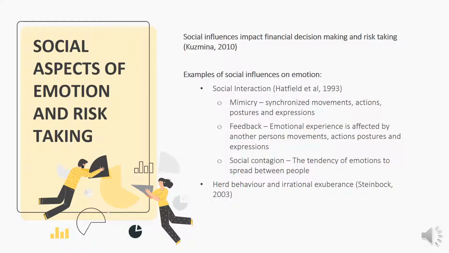Markets, at their core, are interactions between people in societies. As we are social animals, interpersonal emotional dynamics influence our behaviour and choices. Examples of such interactions include phenomena such as mimicry, feedback, and social contagion, with effects in financial markets that include herding behaviour and irrational exuberance, the consequences of which are demonstrated by the boom-bust cycle of financial markets.